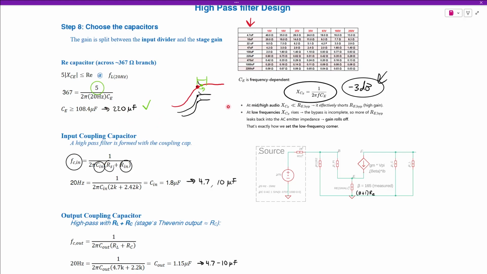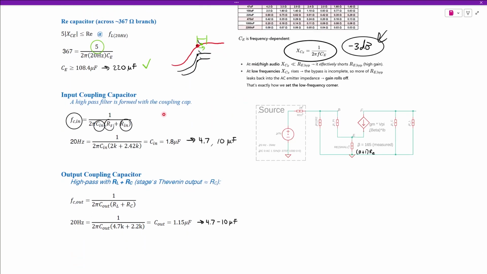And that will be the capacitor that bypasses the RE. So it's great. Found that. Now we just need to isolate our AC from the DC sections, which are our coupling capacitors. So we have our formula here. FCN equals 1 over 2 pi. Here's our CN, capacitor in. We're going to be solving for that, our coupling capacitor.